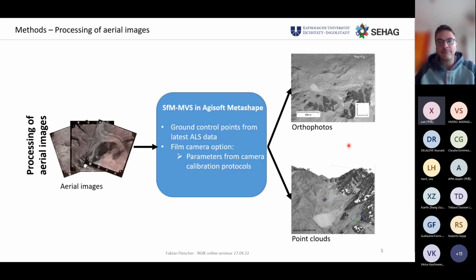Now briefly some words about the processing of the data to derive point clouds, so elevation data, and orthophotos. From the aerial images, we used Agisoft Metashape and used for this purpose the film camera option and used parameters from the camera calibration protocols. And this proved to be quite important to achieve good results for point clouds.